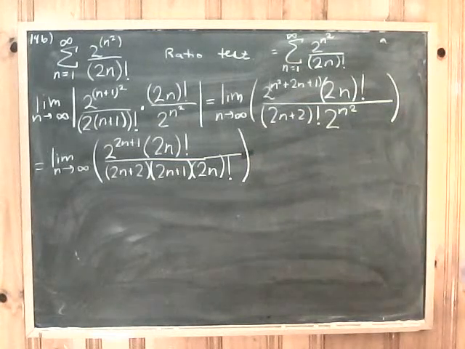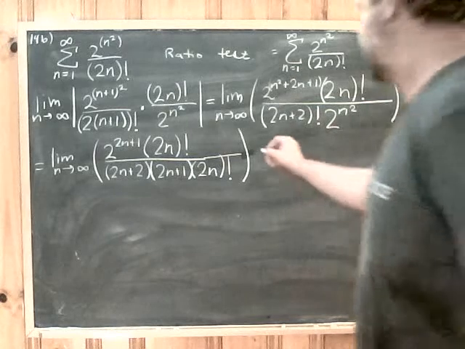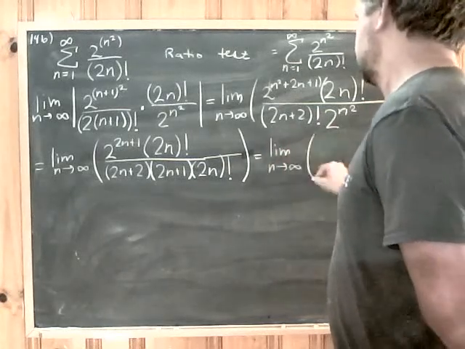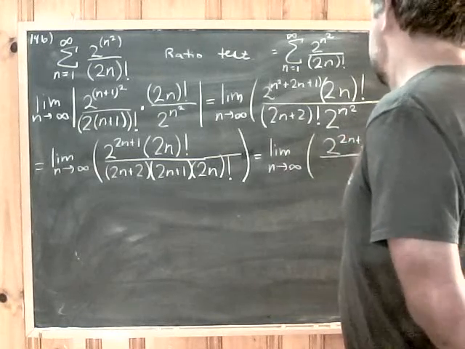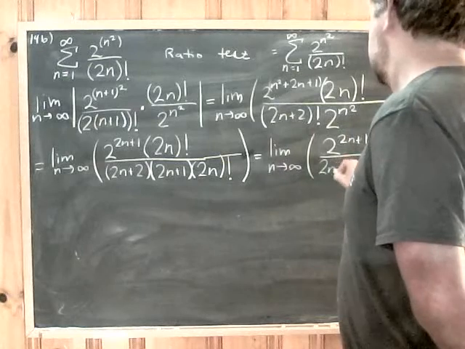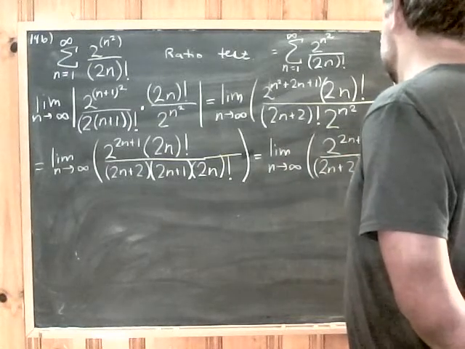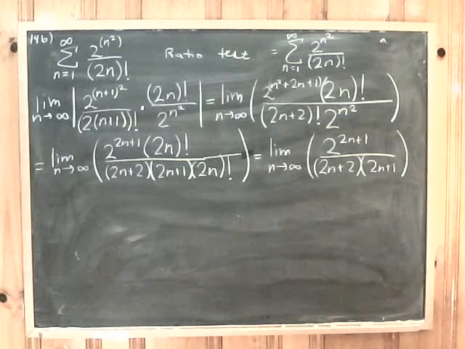I canceled the 2 to the n squared on top and on bottom. Now I can cancel the 2n factorial on top and on bottom. So I'm left with 2 to the 2n plus 1 divided by (2n plus 2) times (2n plus 1). And it's back down to basically as simple as it can get there.